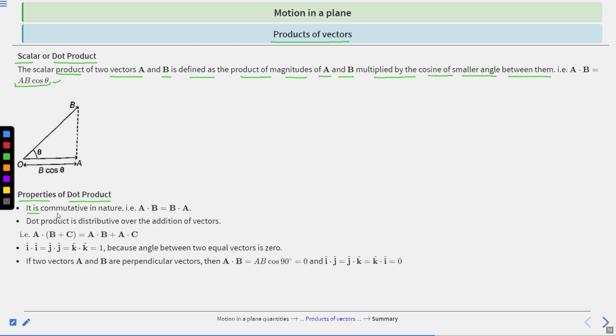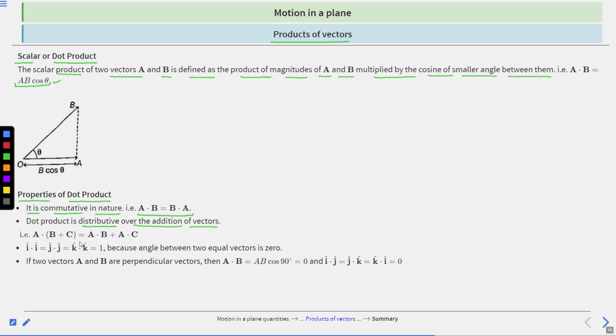It is commutative in nature. Clear? A vector dot B vector is equal to B vector dot A vector. So this is the first property of scalar product or dot product. Second, dot product is distributive over the addition of vectors, which is A dot (B vector plus C vector) is equal to A vector dot B vector plus A vector dot C vector. So this is the distributive law.